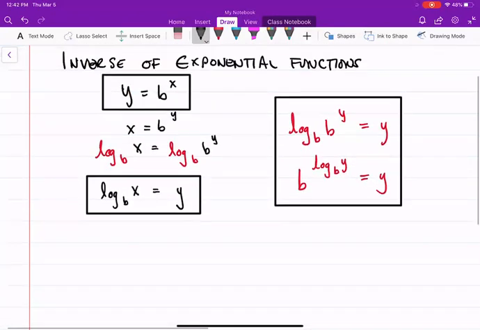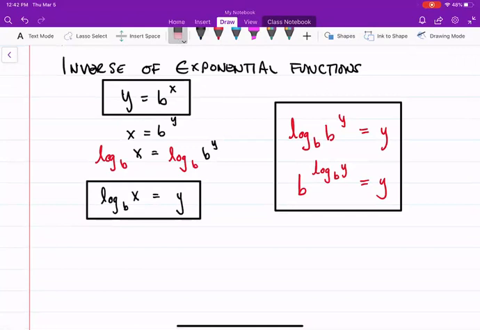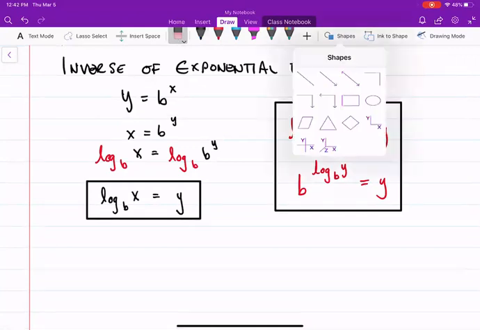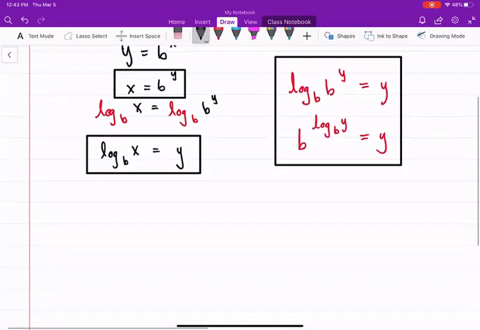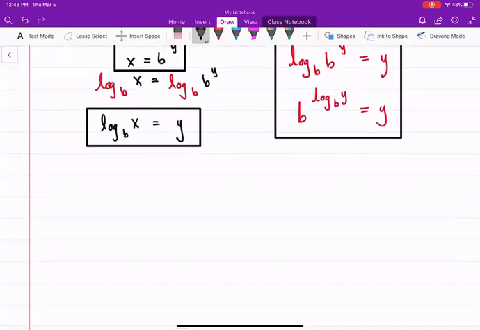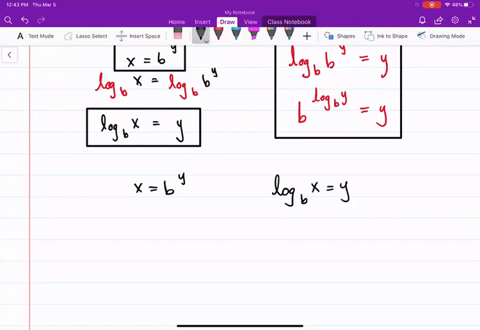Oh, I'm sorry, not that one. What am I doing? Come on, Chan. You're better than this. I meant this one. There we go. Because the first one was an exponential function. So it's this one here. So then that means I can have x is equal to b raised to the y. And I can also do log base b of x is equal to y.